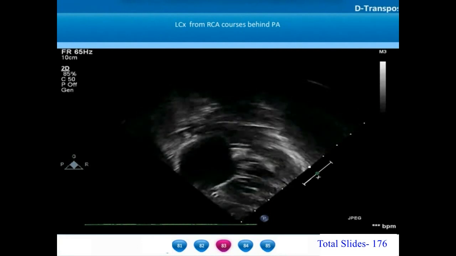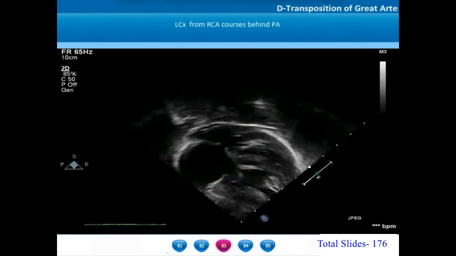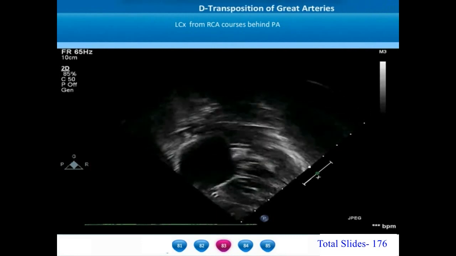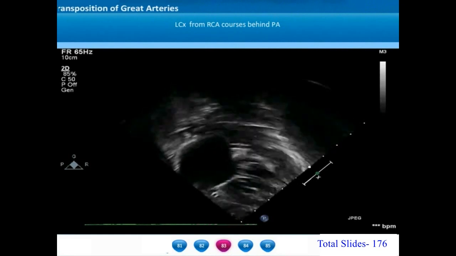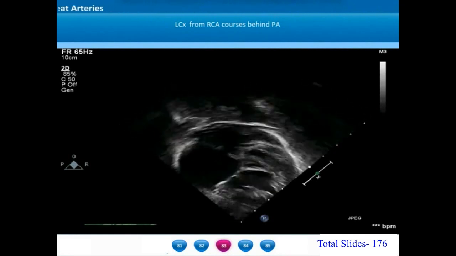When we are visualizing the apical view of the heart, immediately posterior to the pulmonary root, we can see a parallel track of this circumflex artery.